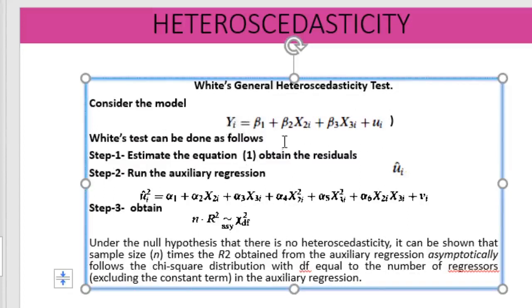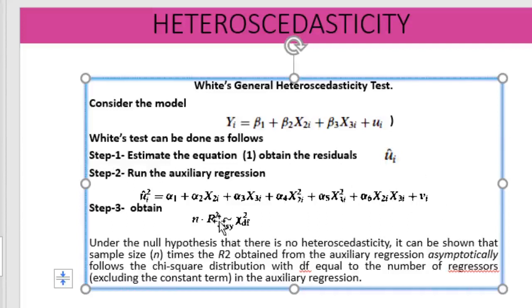Consider the model y equal to beta 1 plus beta 2 x2i plus beta 3 x3i plus ui. White's test can be done as follows. Step 1: estimate this equation and obtain the residual ui cap. Step 2: run the auxiliary regression, ui cap equal to alpha 1 plus alpha 2 x2i plus alpha 3 x3i plus alpha 4 x2i square plus alpha 5 x3i square plus the interactive term.